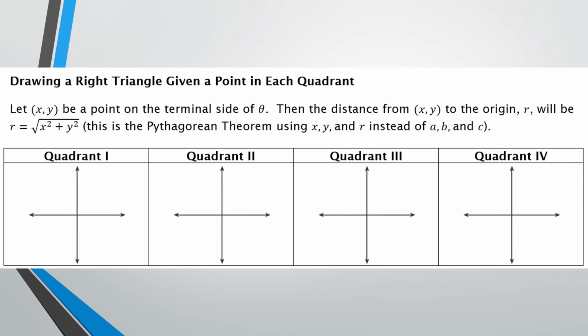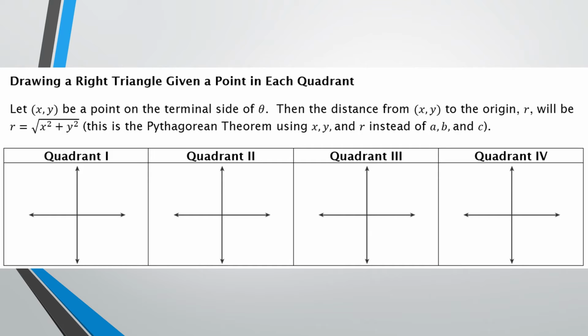What we're going to be doing in the next problems is we're going to give you an ordered pair. And that ordered pair is going to help us create a triangle that we will then use our Pythagorean theorem to find the missing side. So let me just go through, and I want to show you what these triangles are going to look like in each of the 4 quadrants.